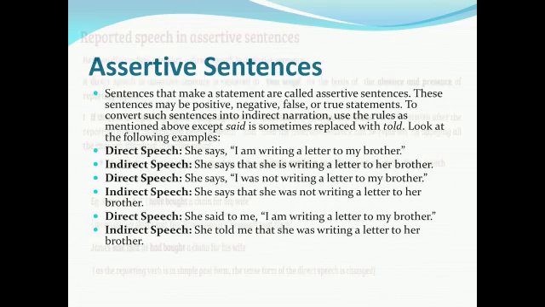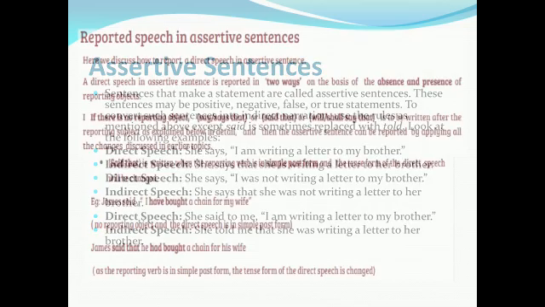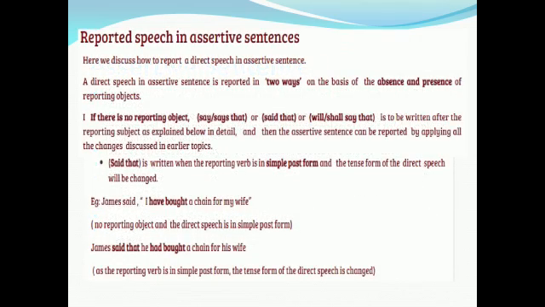So once again I will repeat that when we talk about reported speech in assertive sentences, a direct speech in an assertive sentence is reported in two ways, as we saw just in the previous examples, on the basis of the absence or presence of the reporting object. First, if there is no reporting object, then we'll write say, says that, or said that in past tense, or will, shall say that in future tense. This is to be written after the reporting subject.